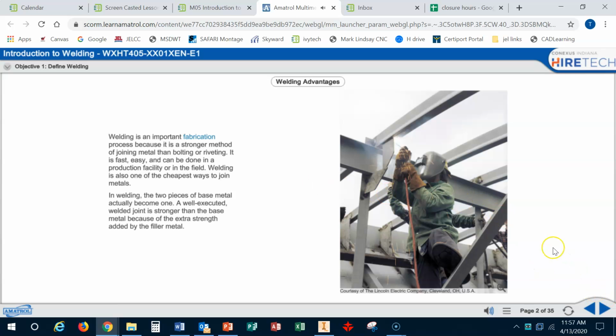In welding, the two pieces of base metal actually become one. A well-executed welded joint is stronger than the base metal because of the extra strength added by the filler metal.